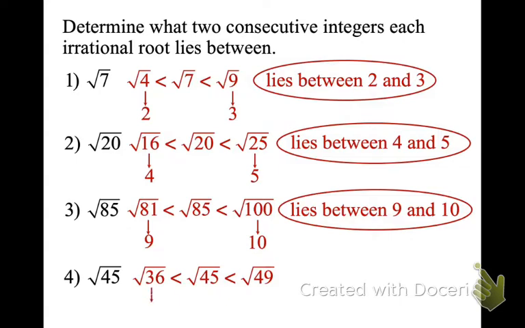Now the difference here is they're not asking us to estimate. If they asked us to estimate, we have to go at least to the nearest tenth. I don't care if you go to the hundredths place. If they ask us what 2 integers it falls between, it's a different skill set.